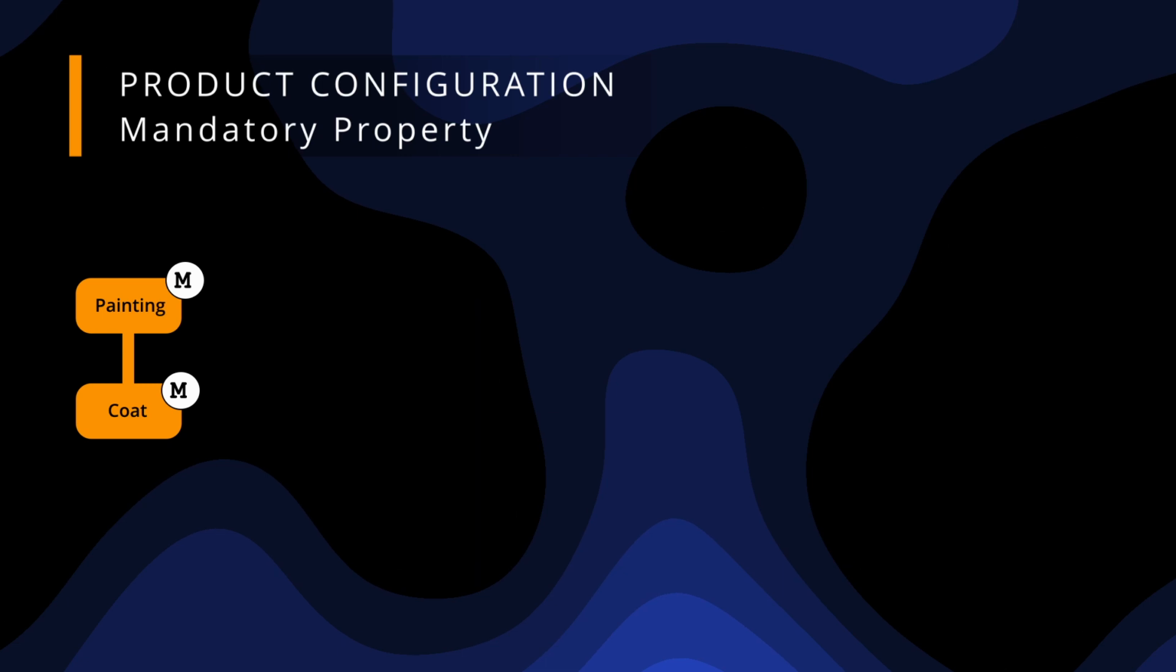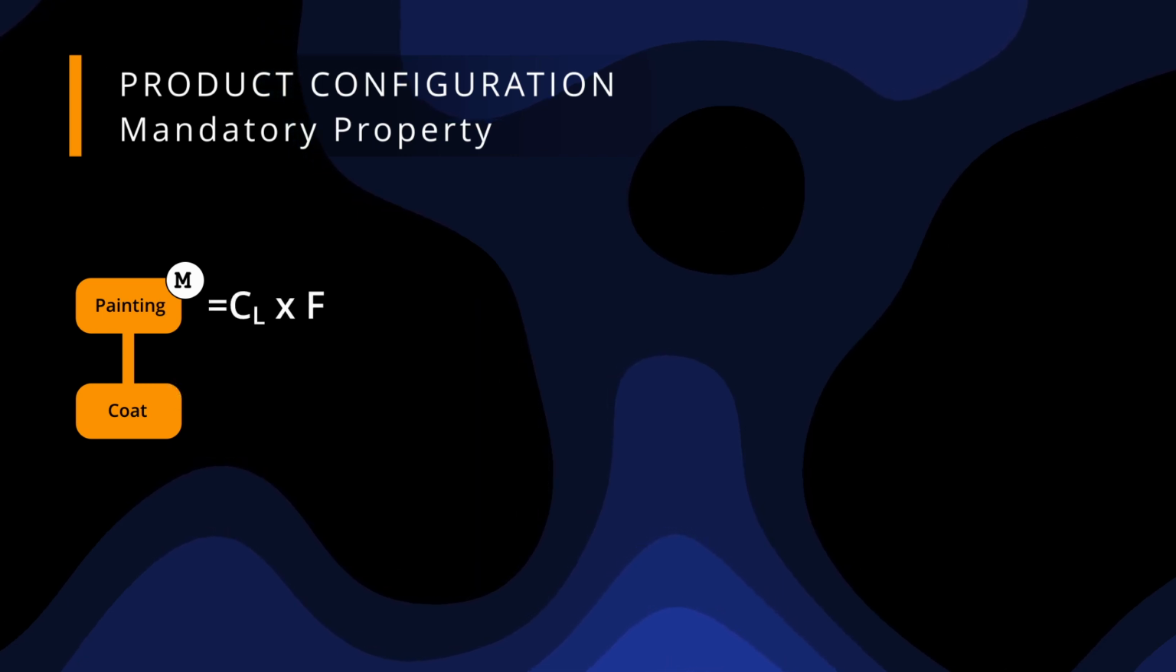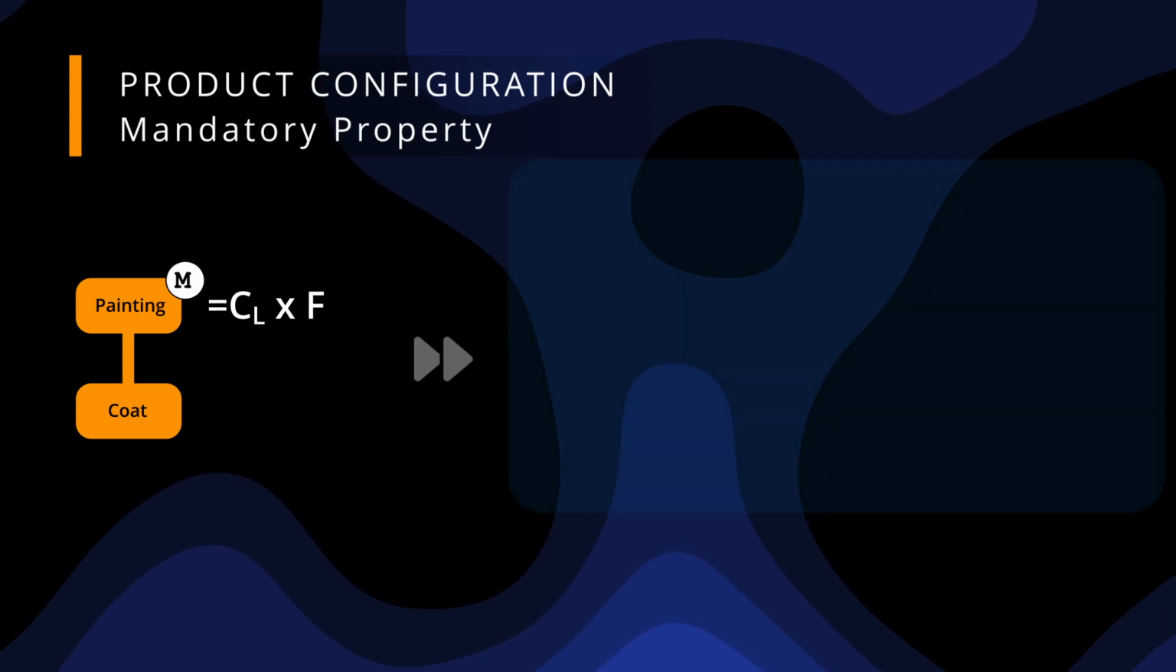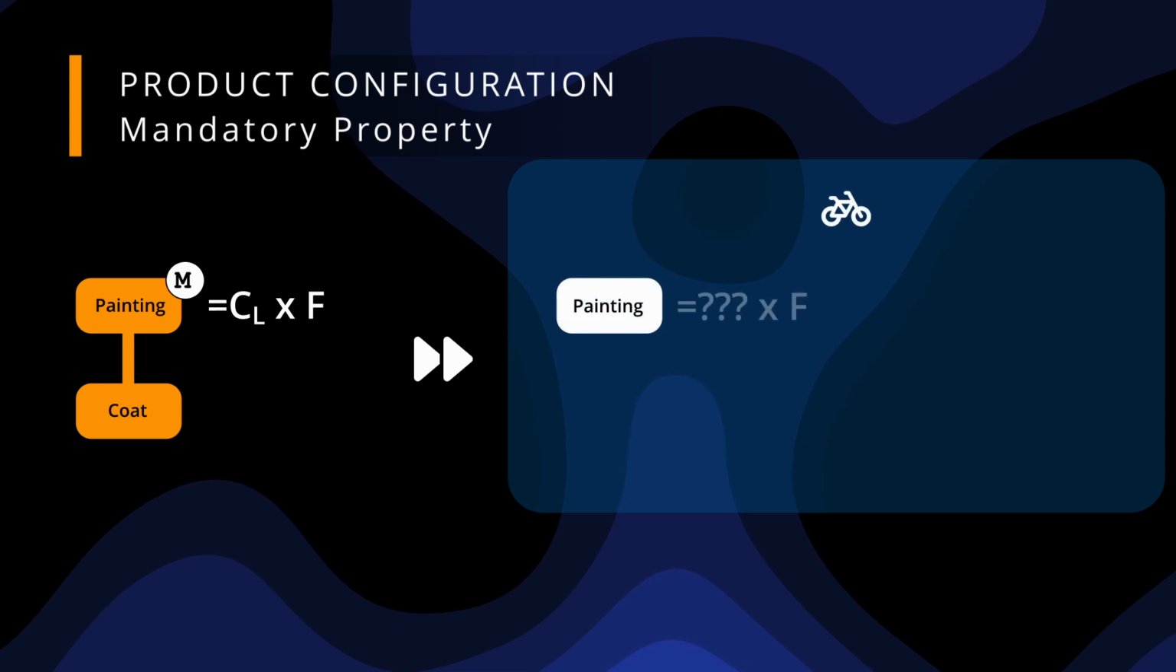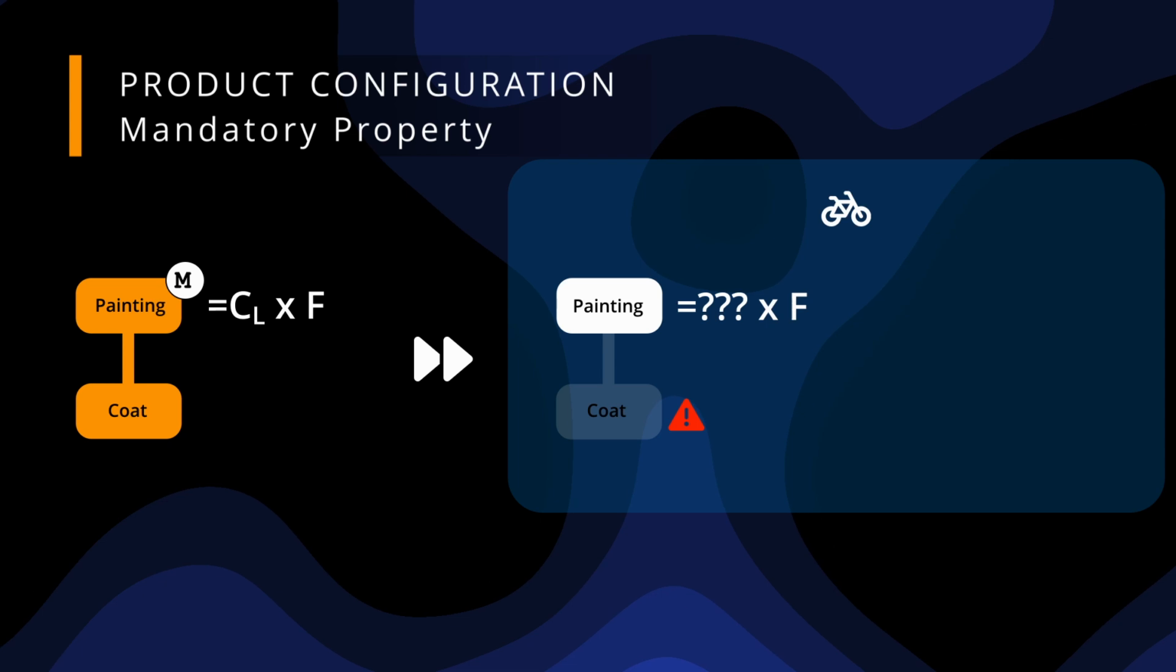To show you what I mean, let's say that the coat cost item is non-mandatory, but the formula for the painting cost item takes the coat cost and multiplies it by a material loss factor attribute from the painting cost item. Since the painting product cost item exists, you will also need to implement the coat, even though it's actually optional. Something to be aware of.